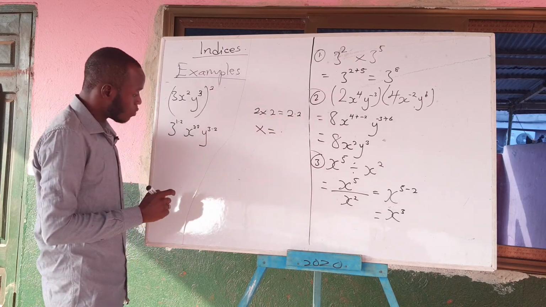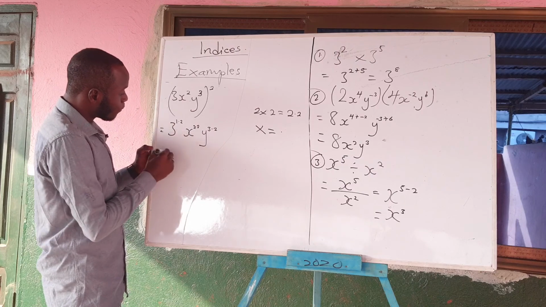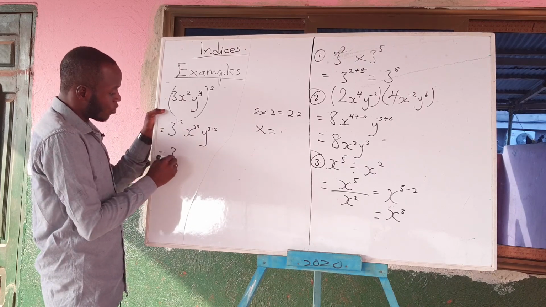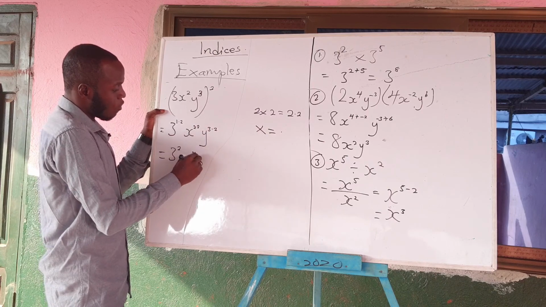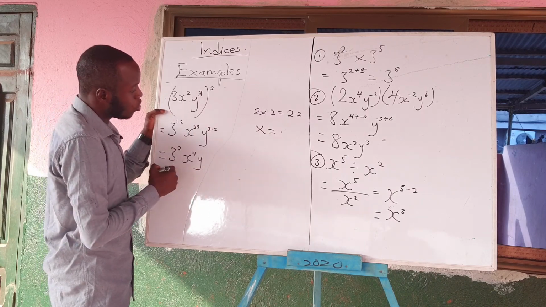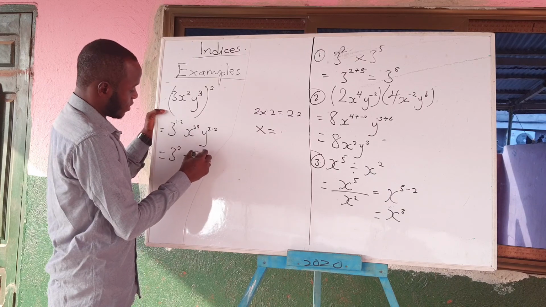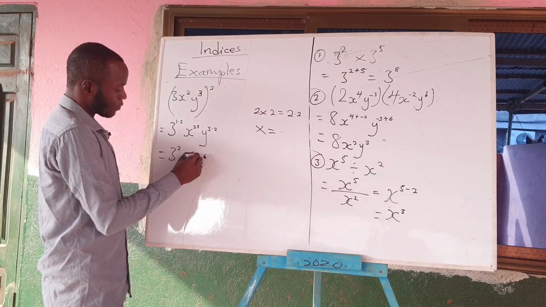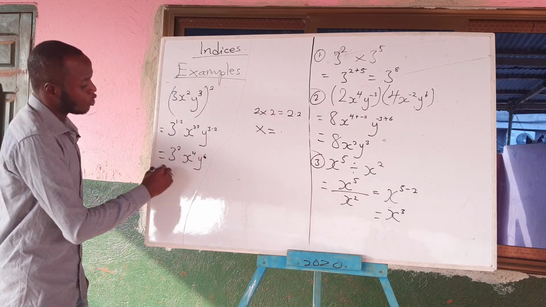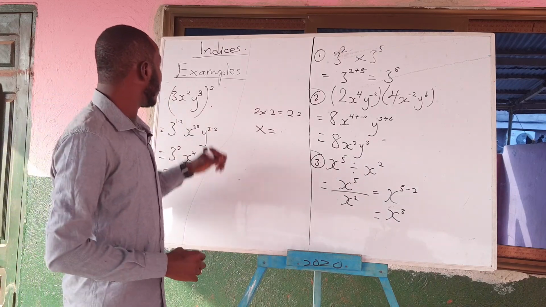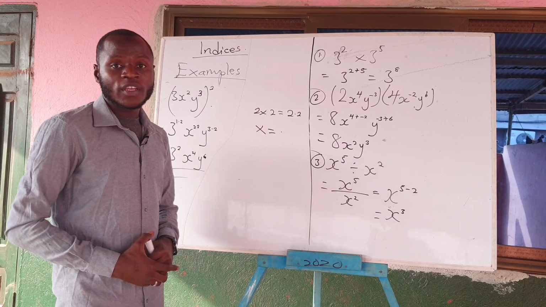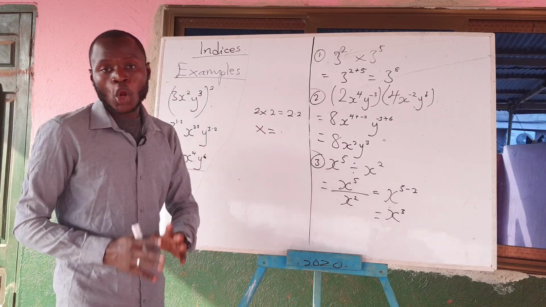So we have 3 to the power 1 times 2, we have 3 to the power 2. Then x, 2 times 2, we have 4. And then y, 3 times 2, we have 6. So this will be the solution for this particular question, and this brings us to the end of the examples of indices, which is based on the laws of indices.